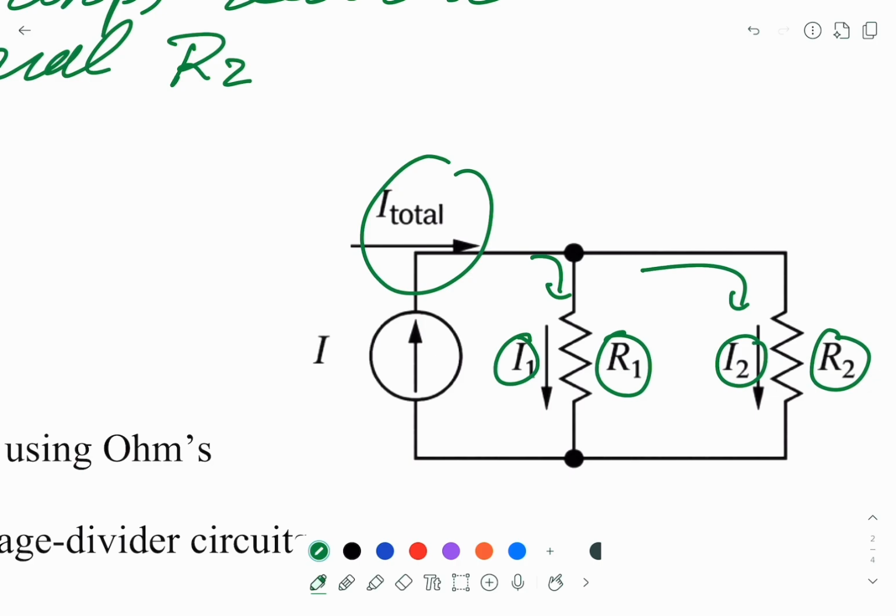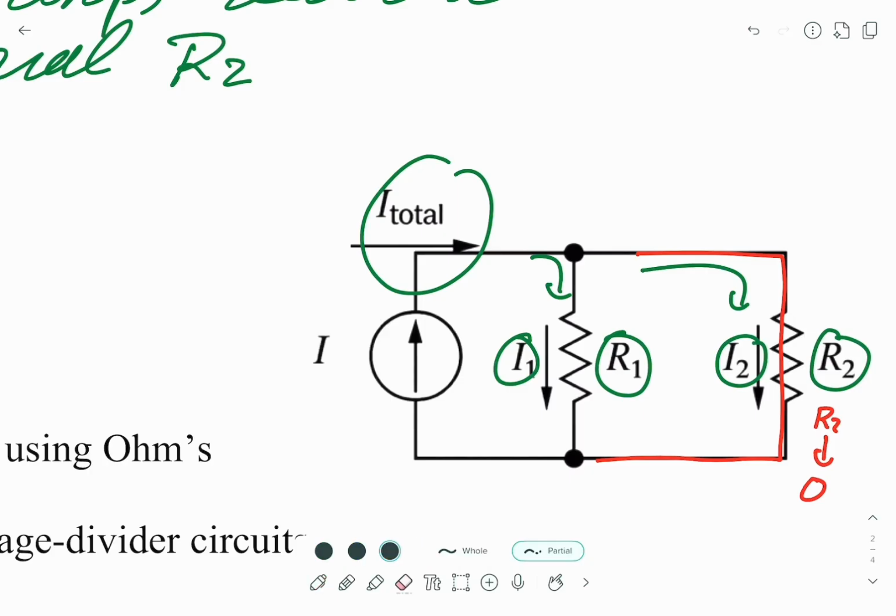Now let's think qualitatively about what will happen. If R2 is very low, approaching 0, effectively you short the circuit. It means all the current will pass through R2. So can you see, the lower the resistance, the more current will go through this path.